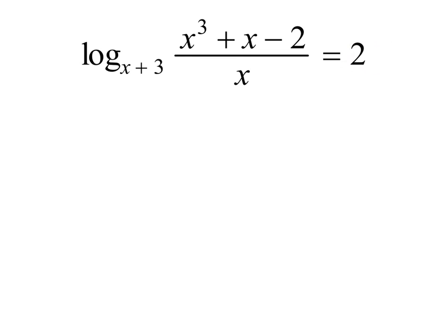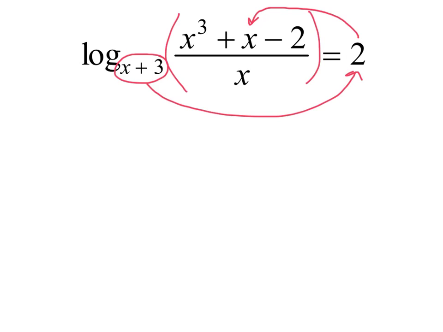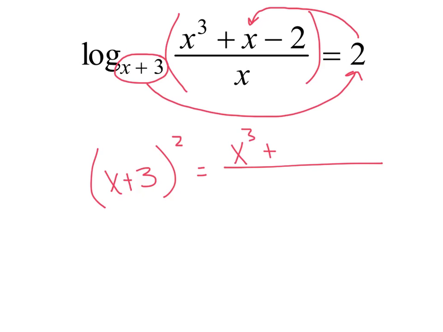So what I'm going to do is I'm going to instantly go around the world. I'm going to say the x plus 3 is my base, or my subscript. I'm going to raise that to the second power, and I'm going to set it equal to this obnoxious quantity. And you could put a set of parentheses in right there if that makes you feel better. So we've got the quantity x plus 3 raised to the second power equals x cubed plus x minus 2 all over x. Wowzers. Okay, where do you want to go next?